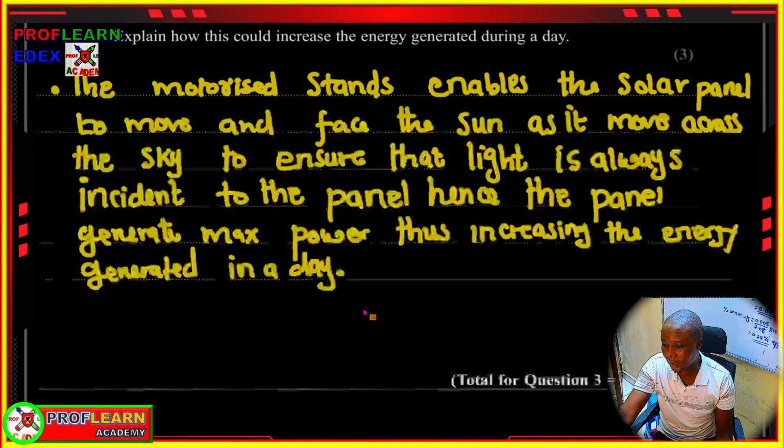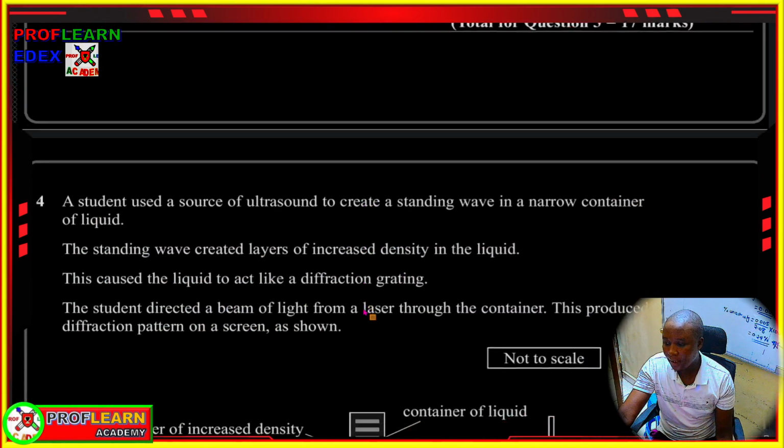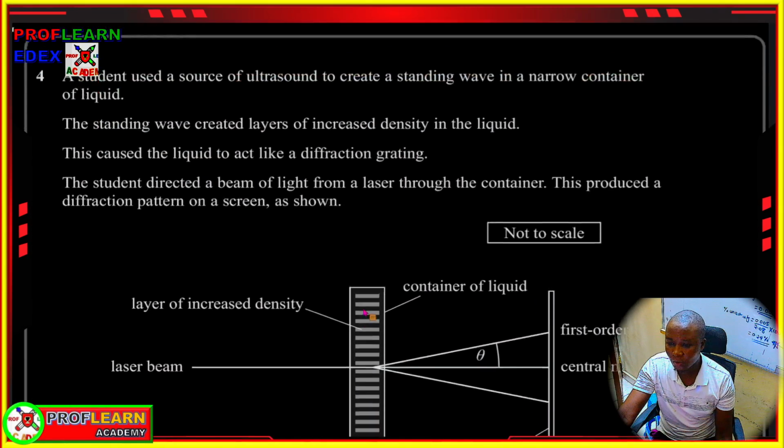I believe that's okay up to that point. Now we are going to look at the last question, question 4.